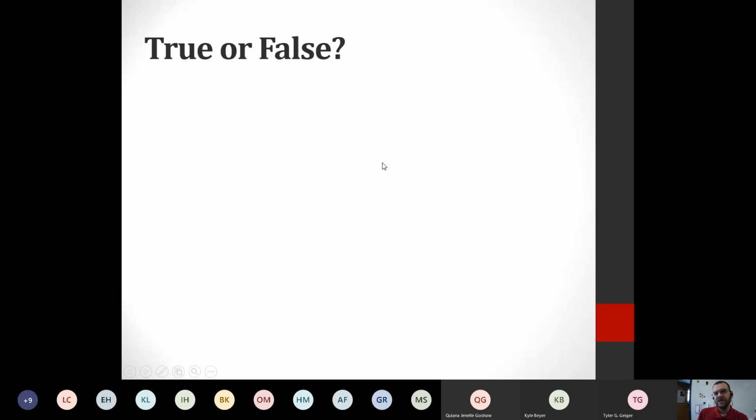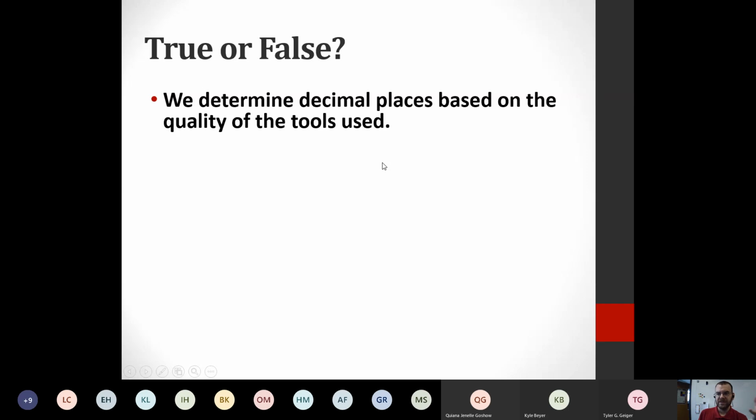So first off, we determine the decimal places based on the quality of the tools used is the first true or false thing that we've got here. Now, if you looked at the measuring thing, you know that the bigger the tool, the better the tool, the more decimals you have, which means the tools do make the decimals. So that's totally true.